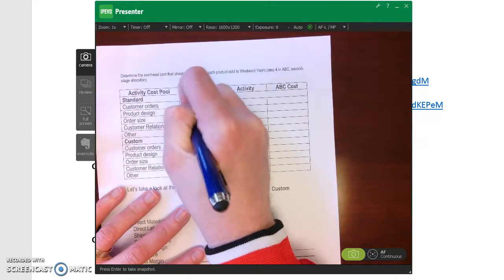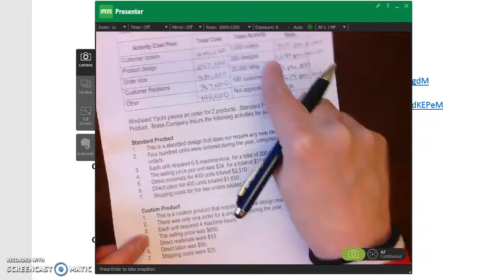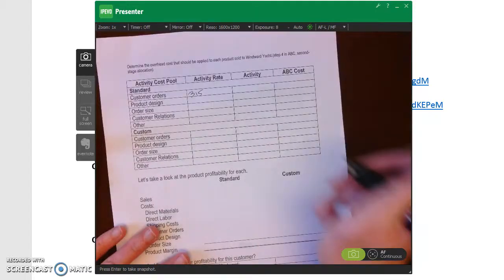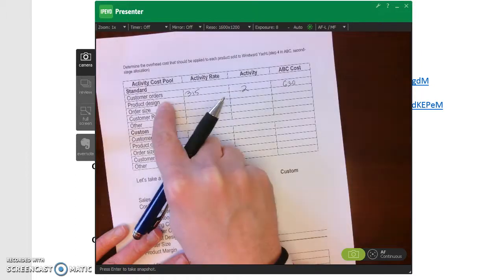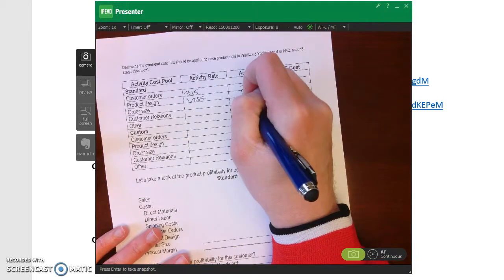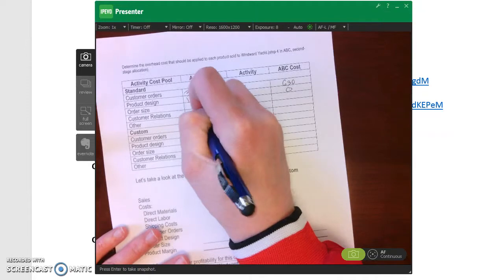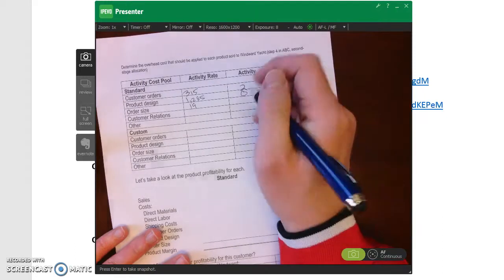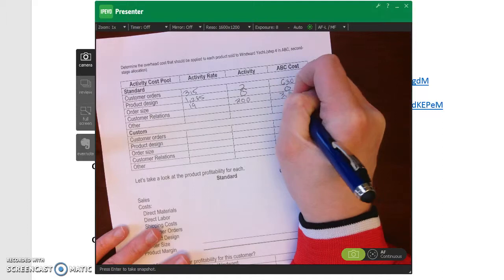So remember our activity rate was 315, and it says right over here that it required, this is 315 per order. This was 400 units, 2 orders. Okay, 2 orders, so $630. Okay, product design, number was 1,285 per design. It did not require any new design resources, so 0. Order size was 19 per machine hour, and this one it says that it did require 200 machine hours. Okay, so the 19 times the 200 gives us $3,800.